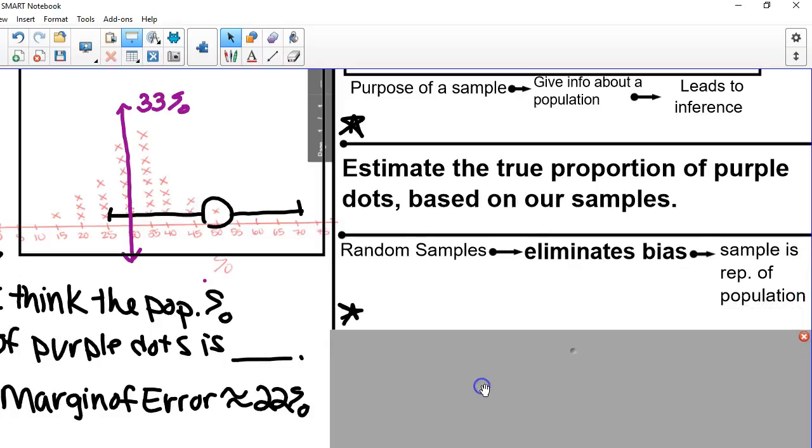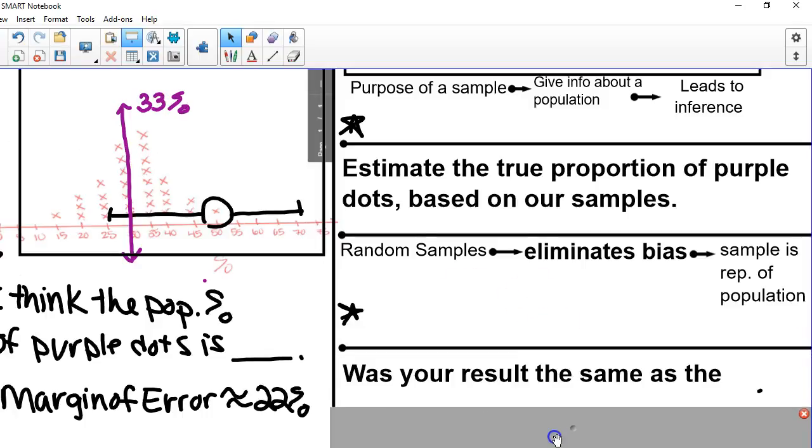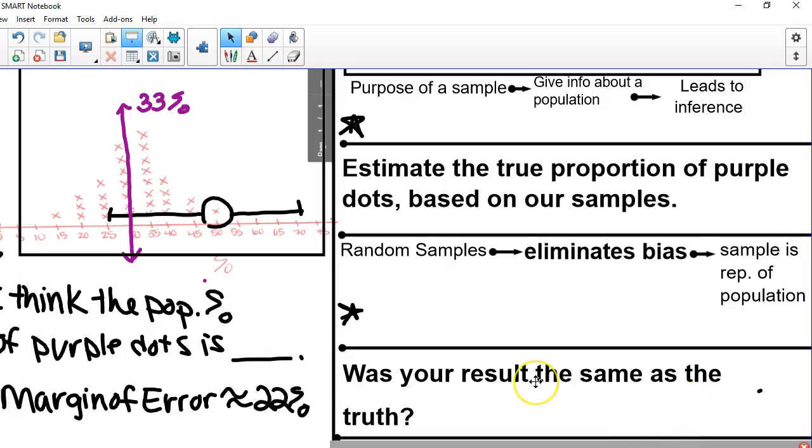Now, I talked about why we use a random sample. Random samples help eliminate bias. The sample is now representative of the population. Then I asked the question, was the result the same as the truth? And I told what the truth was.